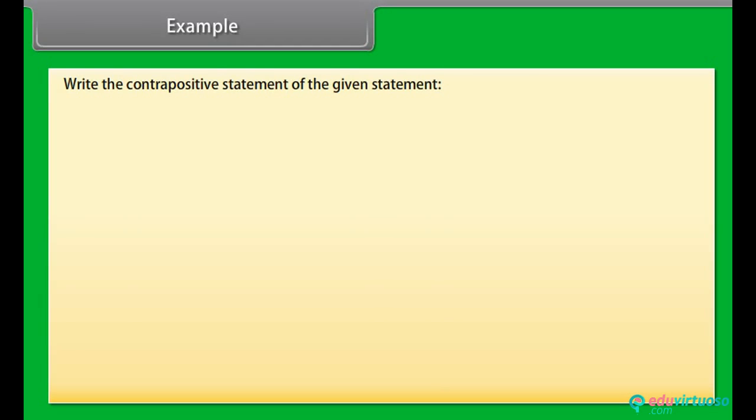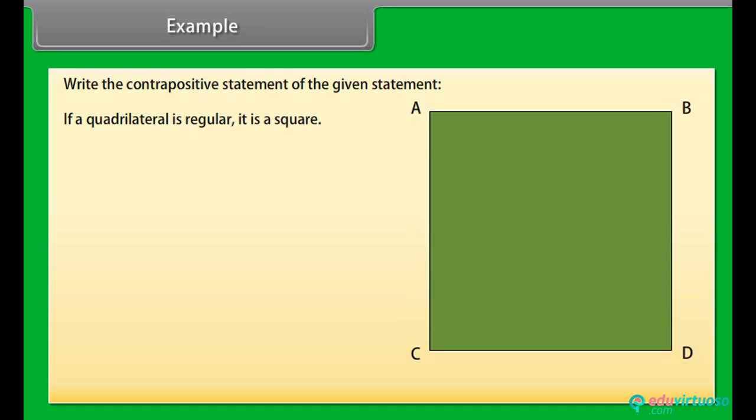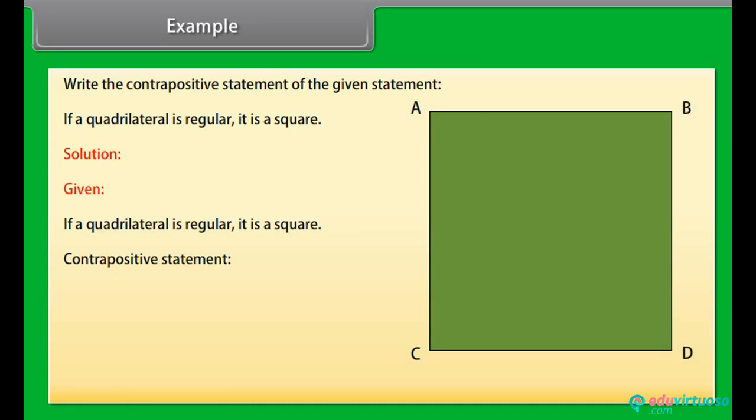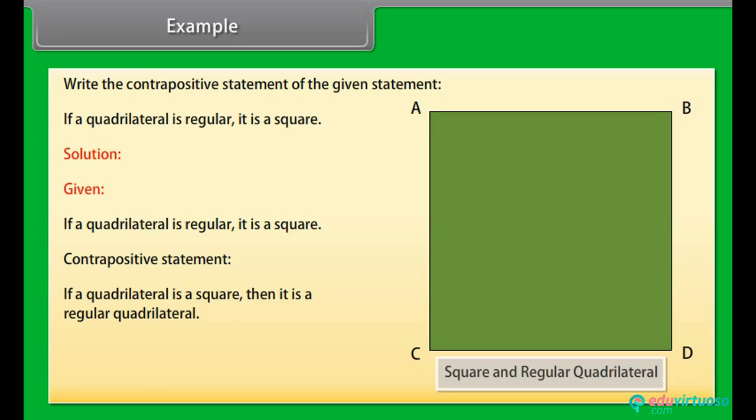Example. Write the contrapositive statement of the given statement. If a quadrilateral is regular, it is a square. Solution. Given. If a quadrilateral is regular, it is a square. Contrapositive statement. If a quadrilateral is a square, then it is a regular quadrilateral.